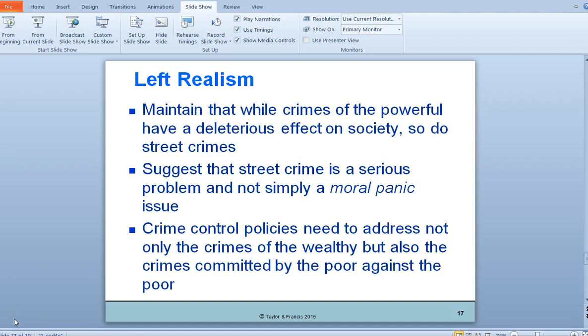The first one is left realism, which maintains that while crimes of the powerful have a deleterious effect on society, so do street crimes. It also suggests that street crime is a serious problem and not really just a moral panic issue. Crime control policies need to address not only the crimes of the wealthy, but the crimes committed by the poor against the poor. So we're not worried about just the wealthy being impacted, but anybody that's being impacted by crime.